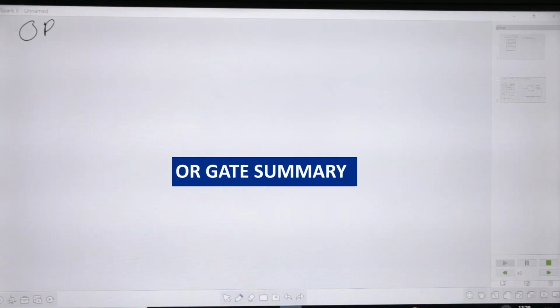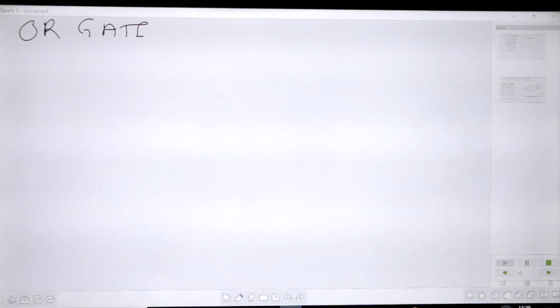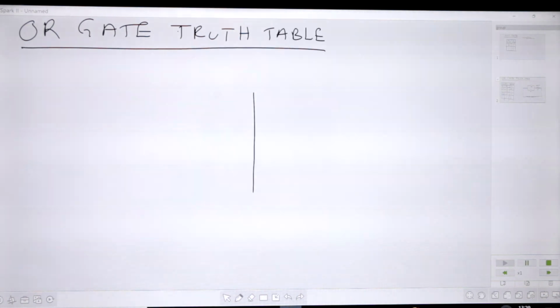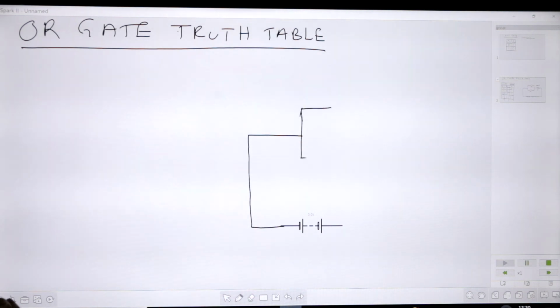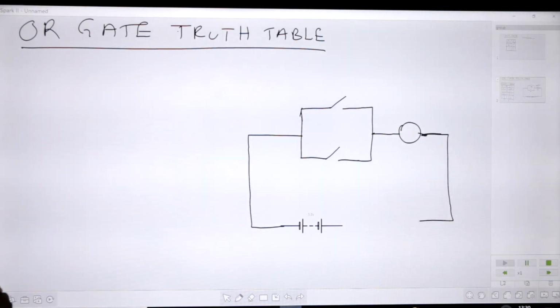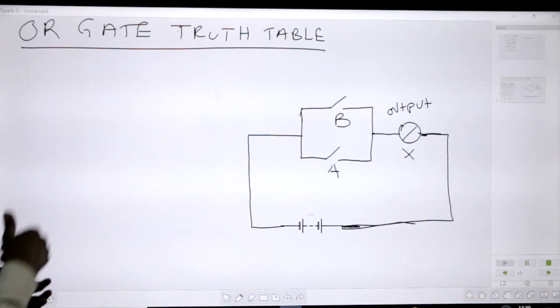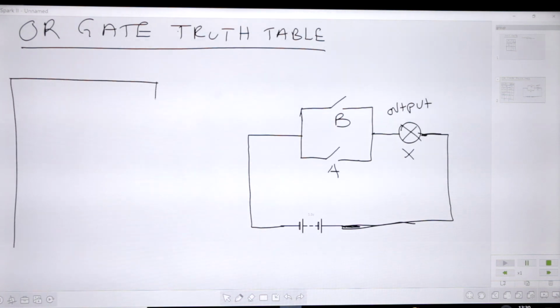So here we're discussing an OR gate. In an OR gate, we're saying it's either A or B. And when you're saying A or B, it means either one of them can be present. And of course here we're talking about the circuit that helps us to come up with such. This is a circuit where the two switches are connected in parallel to the source and feeding the output, which in this case is a lamp. Switch A and switch B can either be on or off, and our output is X.